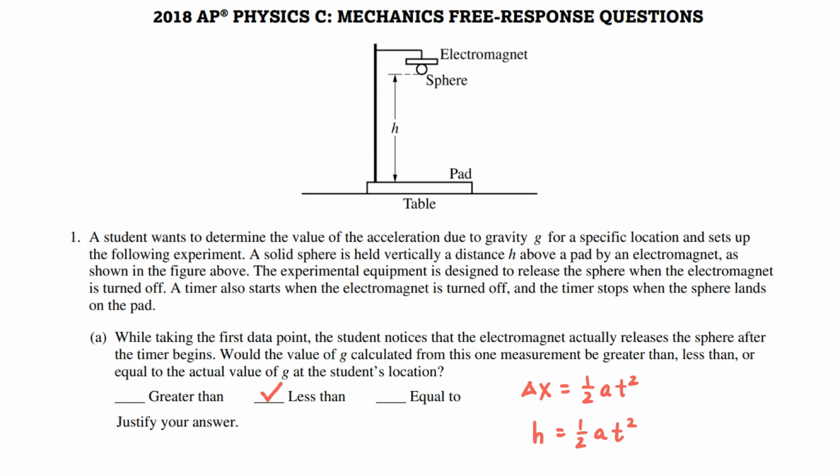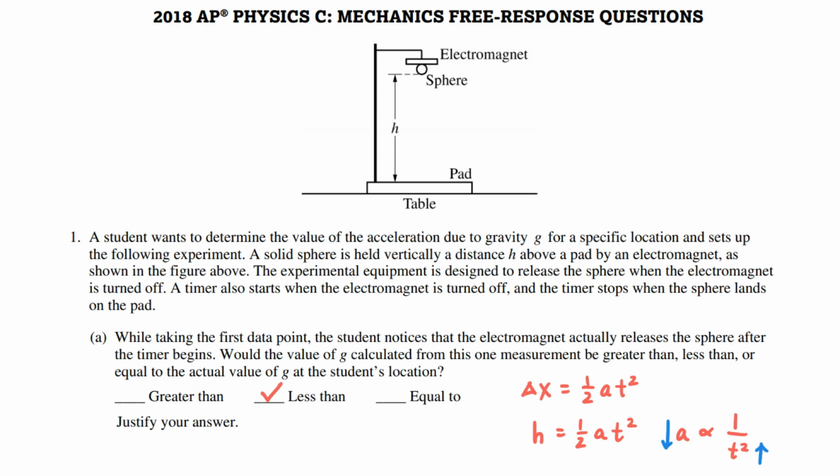And if you were to solve that equation for acceleration, what you would find is that acceleration is proportional to 1/t squared. And so if the electromagnet isn't releasing the sphere at the right time, if it's releasing the sphere too late, then we would measure a larger time. And if we're measuring a larger time, which is in the denominator in that proportionality, then we would determine g to be a smaller value or less than the actual value.